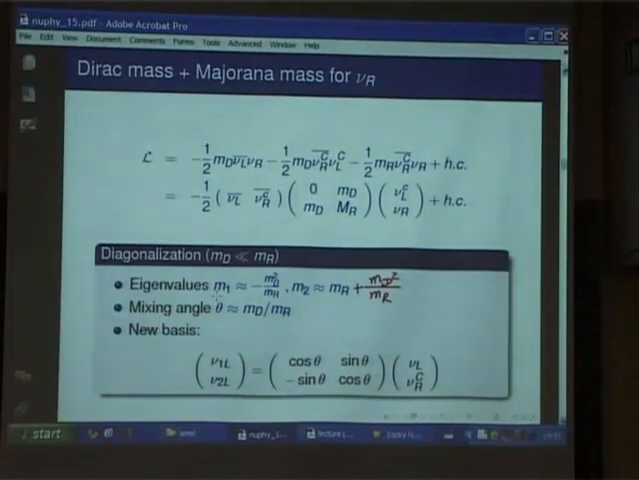The next question. Now here we have Dirac mass and Majorana mass. So this M1 has a mass, whatever, M Dirac squared over M1. So question, is this mass a Dirac mass or a Majorana mass? Or is it half Dirac and half Majorana?